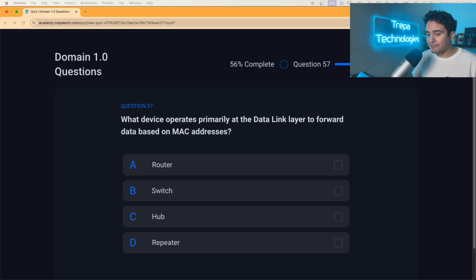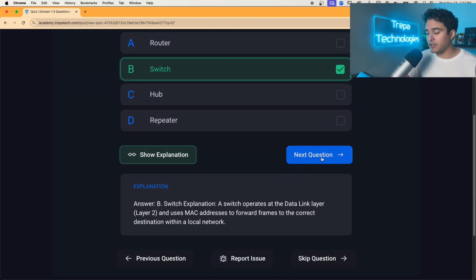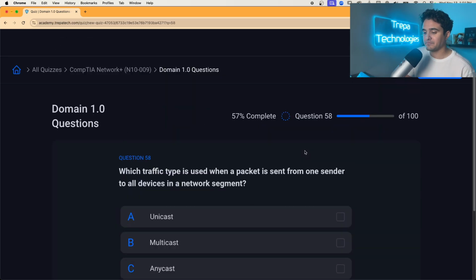So question 57, what device operates primarily at the data link layer, that's layer 2 of the OSI model, to forward data based on MAC address? That's going to be a switch. You can pause the video if you'd like to read the explanation.